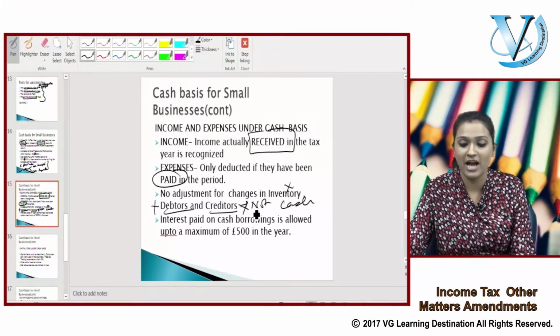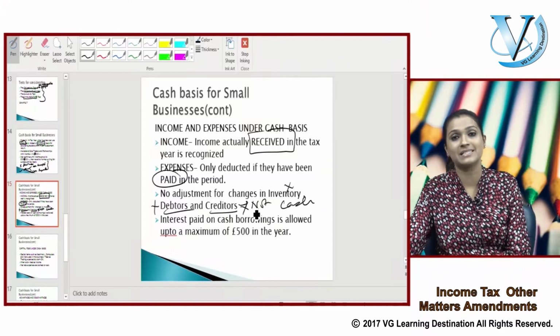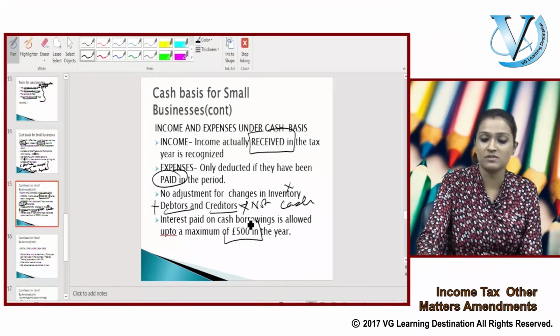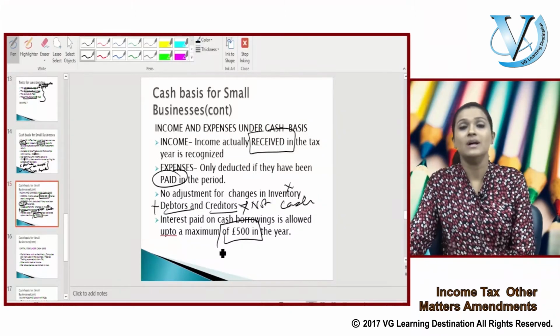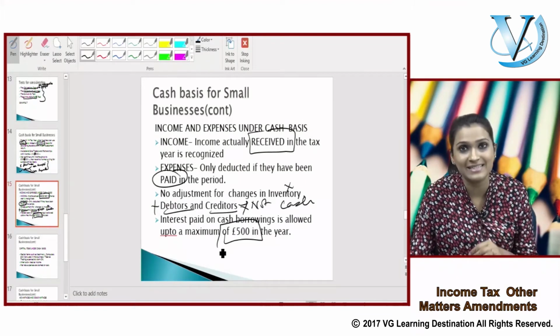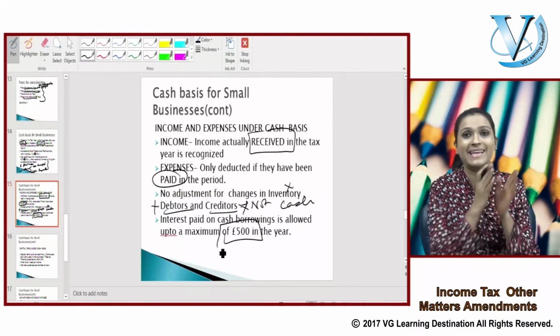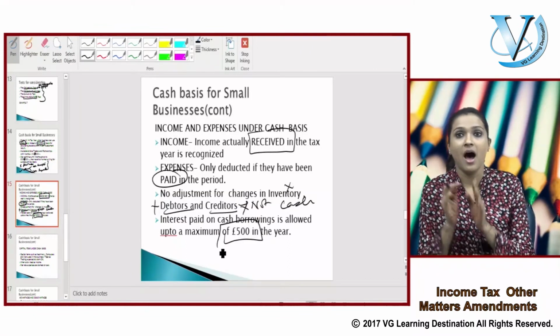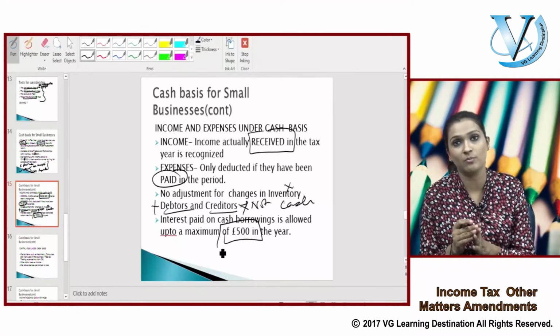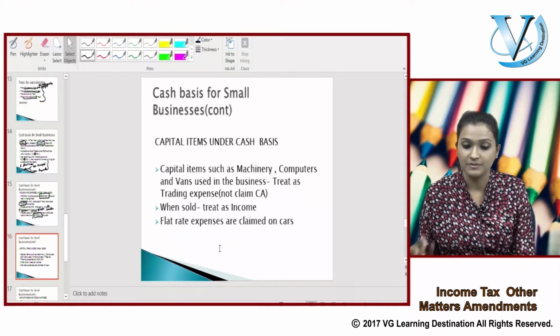Interest paid on cash borrowings is allowed up to a maximum of 500 pounds in the year. So this is how you need to understand we prepare the cash basis of accounts. Only cash receipts and cash payments are going to be considered while you're preparing your accounts.